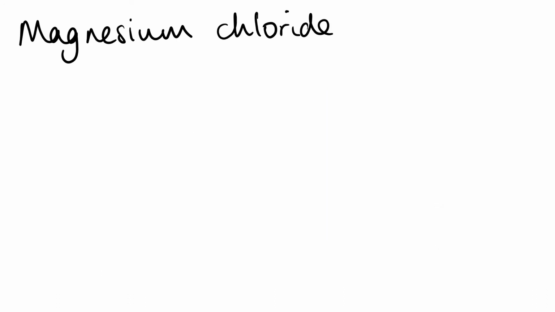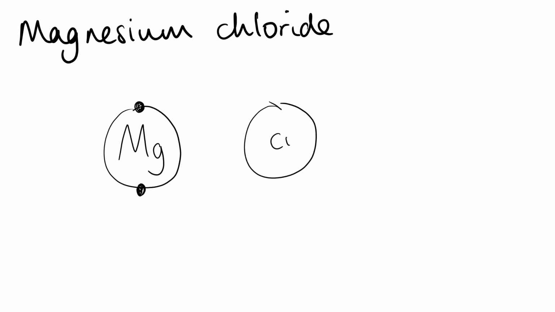To look at another example, we can look at magnesium chloride. Now magnesium, we've just said, is in group 2, so has 2 outer shell electrons. Chlorine is in group 7 and so has 7 outer shell electrons. Chlorine needs to gain 1, so the magnesium gives an electron to the chlorine, enabling chlorine's full outer shell and therefore become a chloride ion.